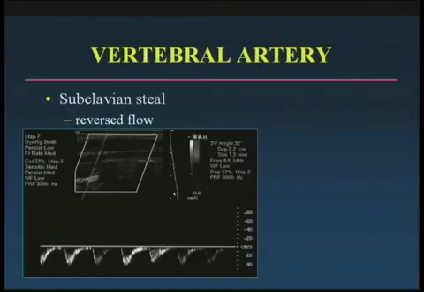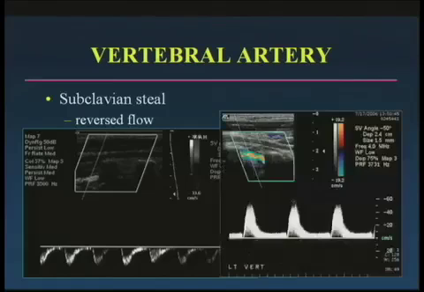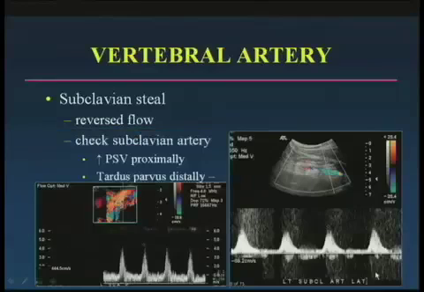When you have a subclavian steal, you'll see reverse flow. Again, it will be blue or below the baseline or negative. Again, we've just switched the baseline so the negative is on top instead of below. And if you see that, always check the subclavian artery. You'll see high velocity centrally, here 450 centimeters per second.